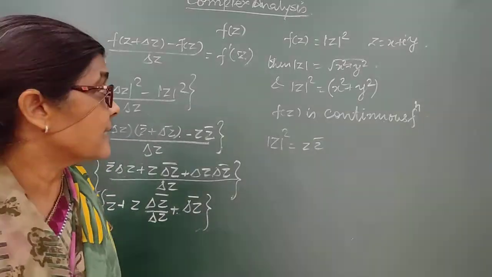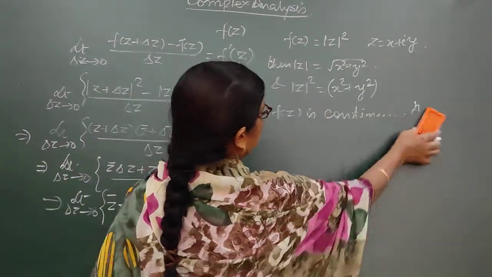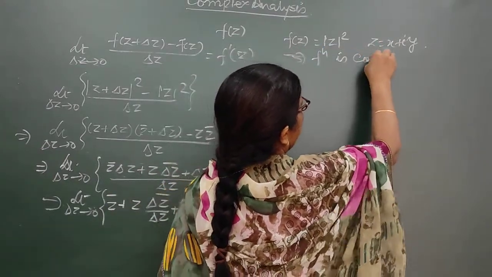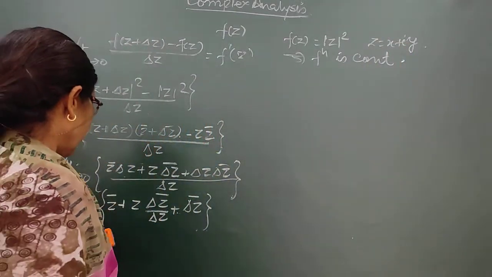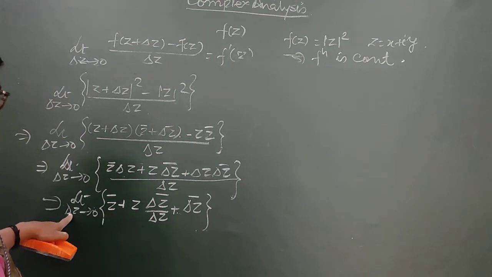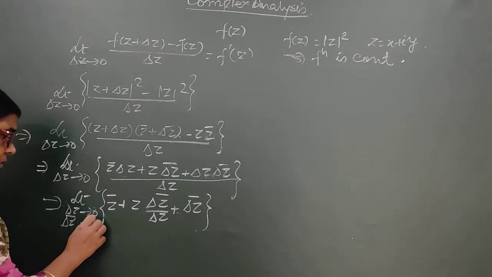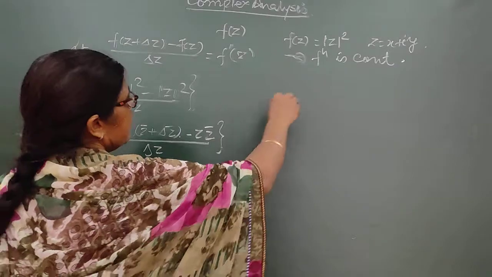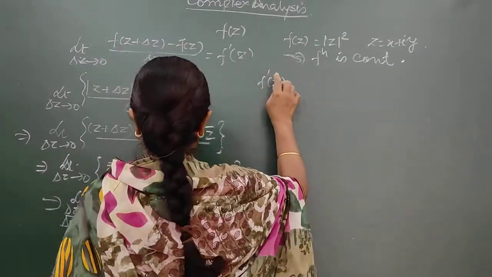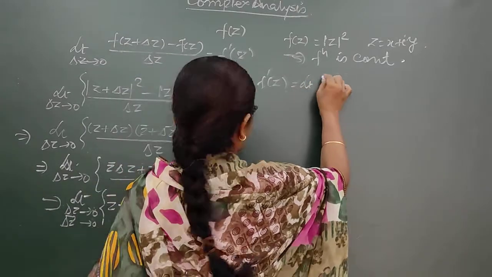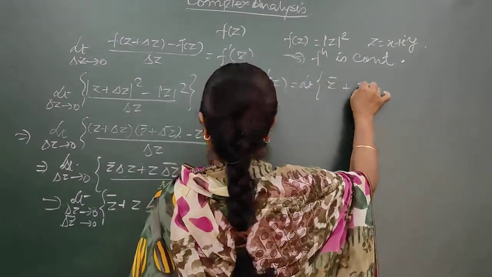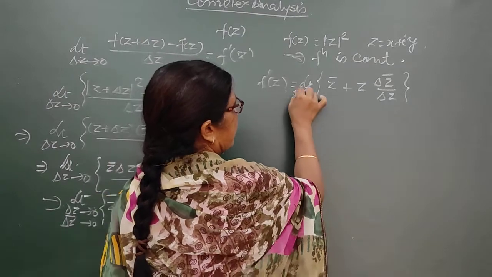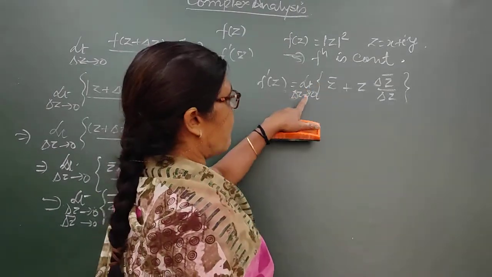Now, as the function is continuous, now discuss this part. As del z tending to 0, del z bar also tends to 0. Therefore, this part is very small, it is negligible. Therefore, this term is written as f dash z equals limit of z bar plus z del z bar over del z, with del z tending to 0 and del z bar also tending to 0.